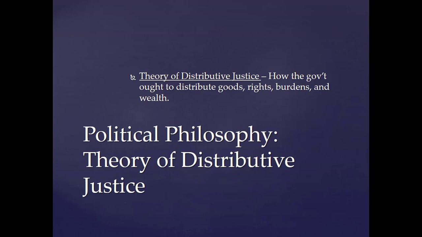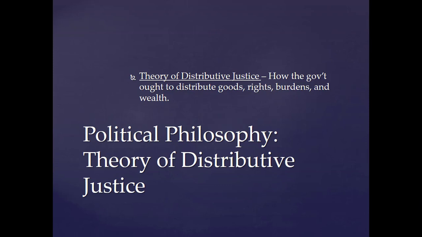One question in particular in political philosophy is in regards to providing a theory of distributive justice. What a theory of distributive justice provides is a discussion of how the government ought to distribute goods, rights, burdens, and wealth. How to distribute resources such as goods, for example, tax dollars. How should the government use its tax dollars? Should we use some to fund a military, some for a welfare state to help those who are in need, or should we have some set aside for emergency relief just in case there's natural disasters? How should we distribute these resources?